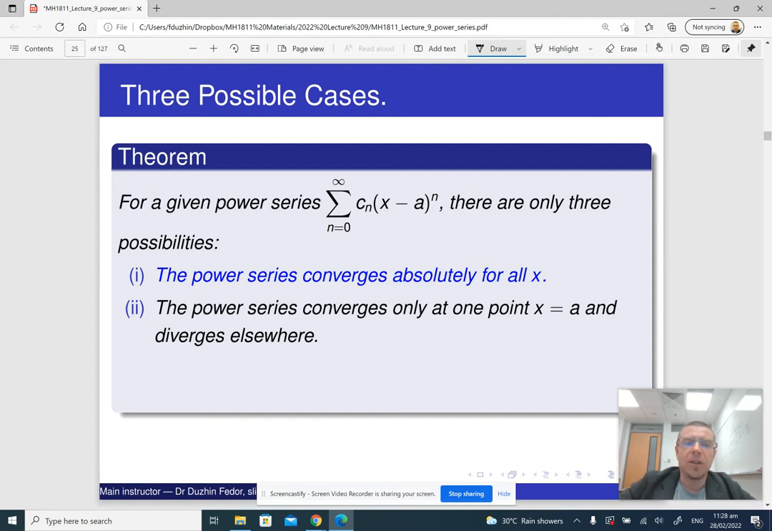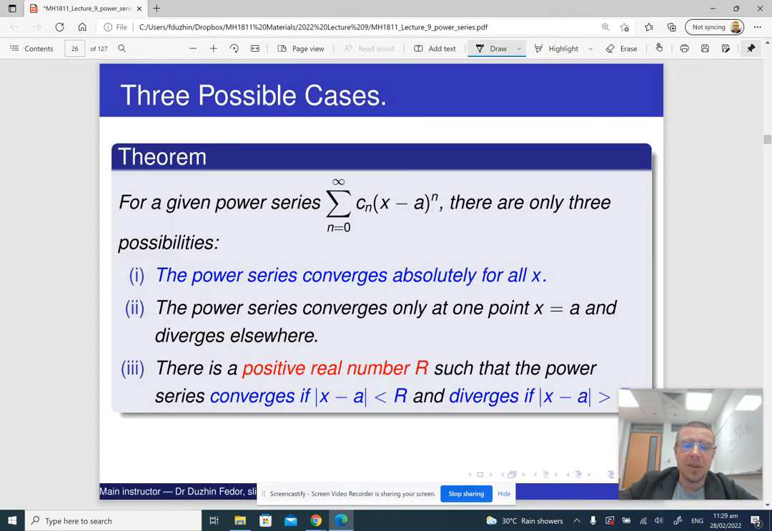Possibility number two is that the power series converges only at one point and diverges elsewhere. So in this case, the domain is a one element set that consists only of the point a. And possibility number three is that there is a real number r such that the power series converges if the absolute value of x minus a is less than that number, and diverges if it is more than that number.